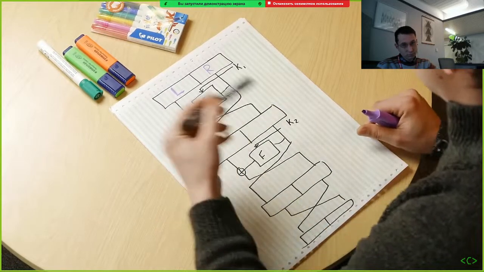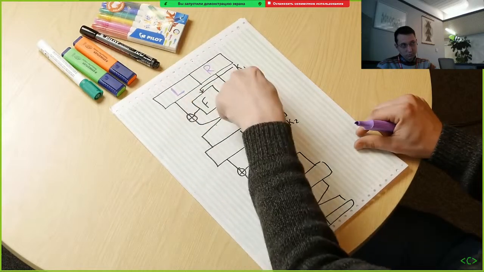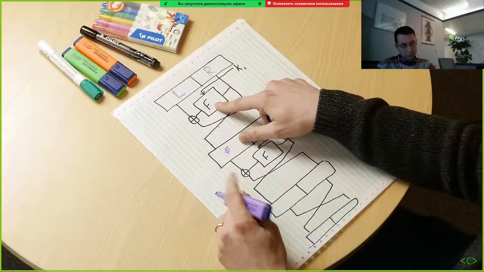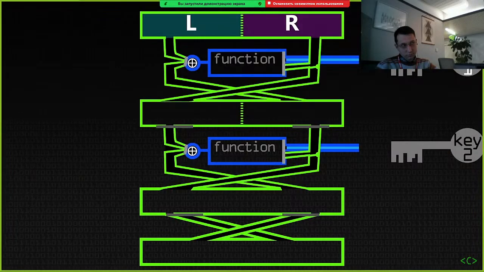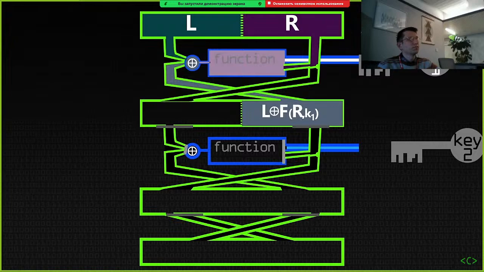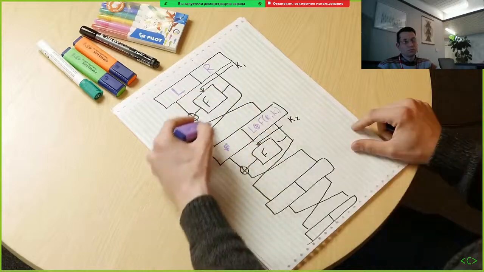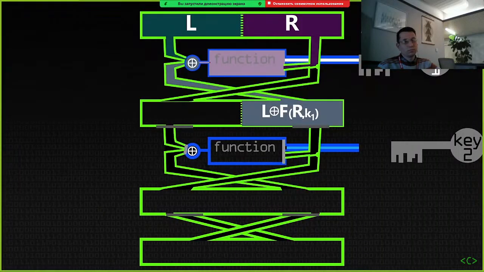This F is a round function that combines whatever comes in with the key and mixes it up and sends it out here. This R comes through this F, and it's XORed with this L. And this comes down to here. So this element is L XOR F with R and K1. I mean, that's going to look like gibberish as far as I'm concerned. This side is fairly straightforward. The R just comes straight down and turns into an R, like that.